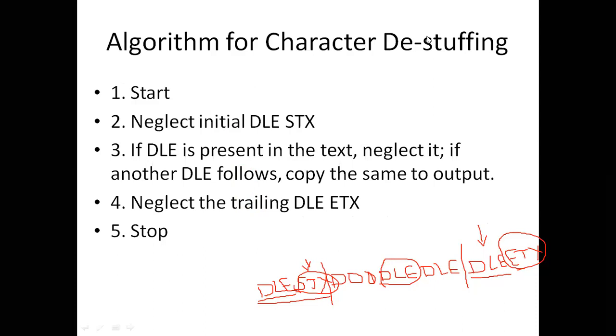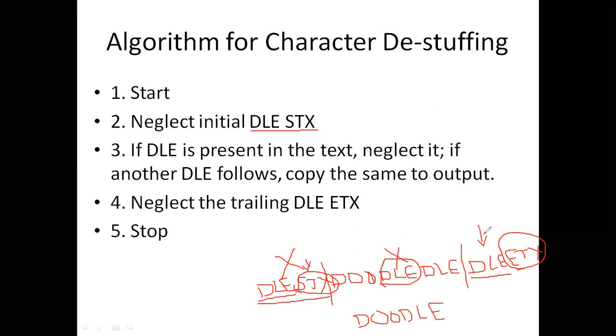See here, this is at the receiver side. So what we have to do here is ignore the starting delimiter, that is DLE STX. So this we have to neglect, that means ignore. And DLE is present in the text. So if any DLE exists one time, that also we have to ignore. That means we neglect this one, and then copy the rest to the output. So if you neglect this one, then what is the value? DOO DLE. So this is the value.